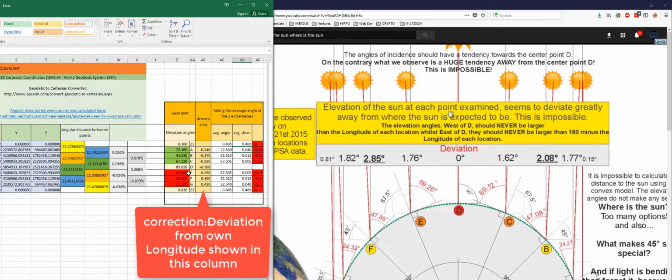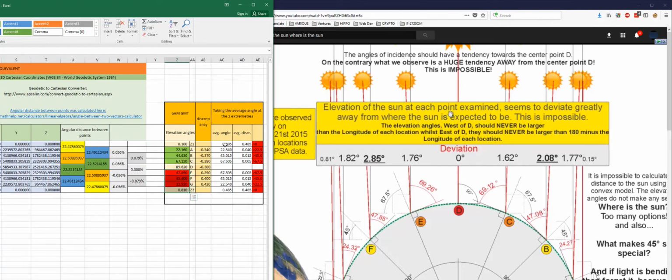But the angles to the east of D were larger than 67.5, 45, and 22.5. They were larger. The average angle is shown here: the average angle between A and G, between B and F, and between C and E. The average angles are still larger.